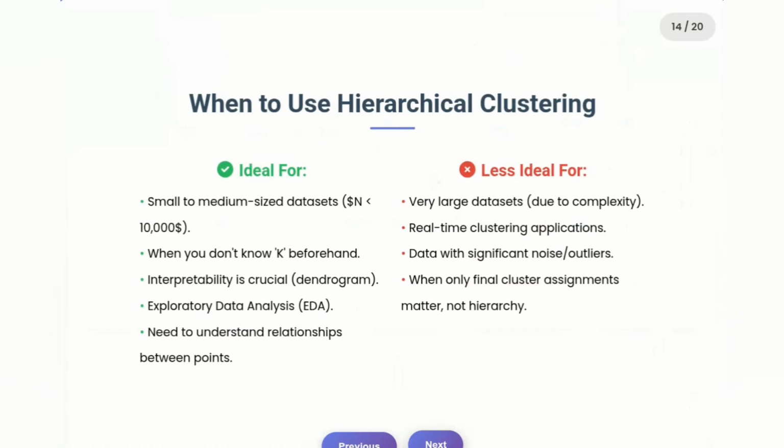Choose hierarchical clustering when you have a small to medium-sized dataset, typically under 10,000 points. It's ideal when you don't know the number of clusters beforehand and want to explore the data structure. Use it when interpretability is important, as the dendrogram tells a clear story about your data. It's also great for exploratory data analysis when you want to understand the natural groupings in your dataset.